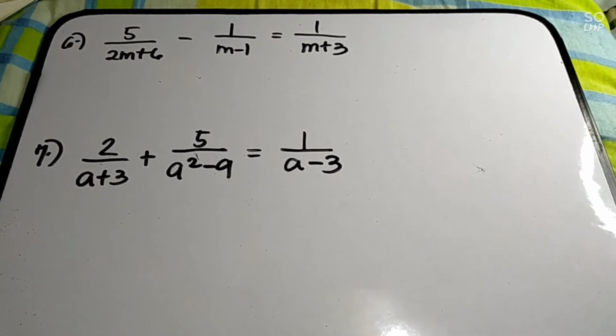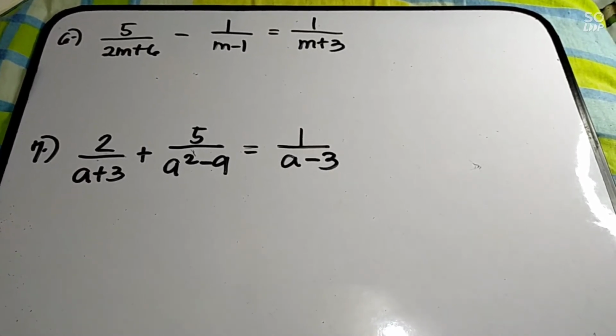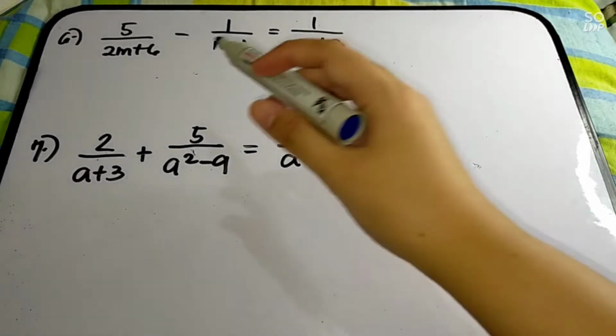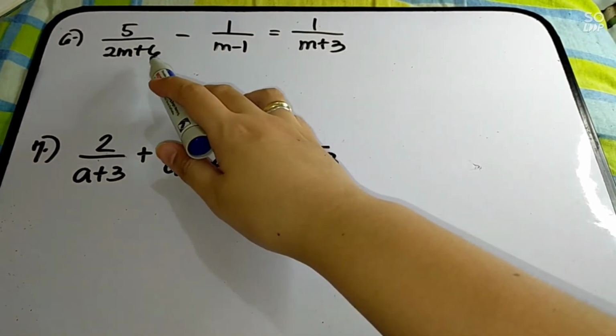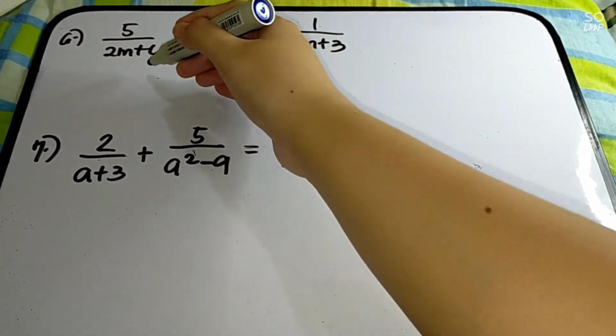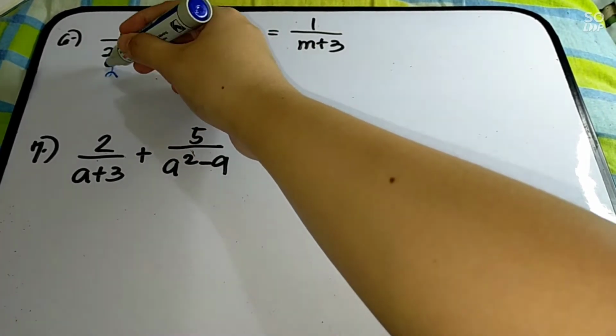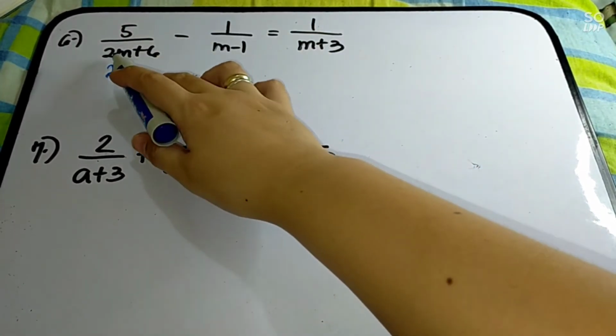Number 6. 5 over 2m plus 6 minus 1 over m minus 1 is equal to 1 over m plus 3. So, as you can see, yung 2m plus 6 may common siya. So, pwede natin itong i-factor. So, let us factor muna. So, ang common sa kanya is 2. Yung 2 labas mo. Then, divide mo.